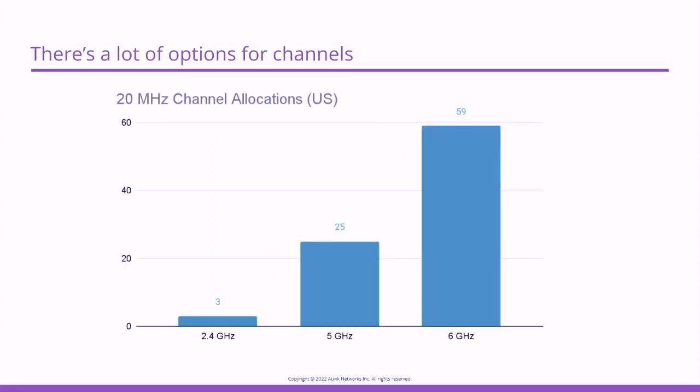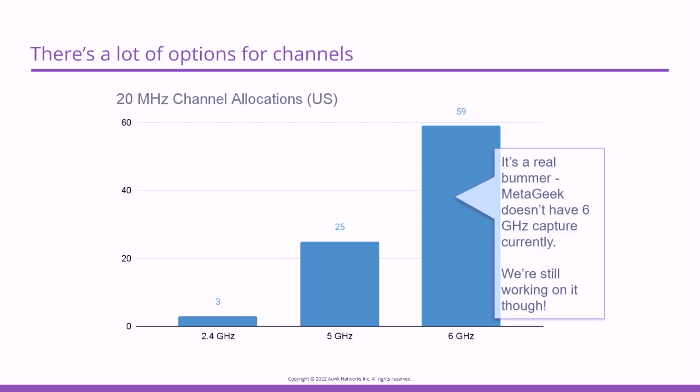All right, so lots of options for channels. 20 megahertz channels, we've already talked about this a lot, so I'm not going to spend a lot of time on it. If you notice, 20 megahertz wide channels in the 6 gigahertz, there's 59. We don't have 6 gigahertz spectrum capture yet at Metageek. It's a bummer, but we're working on it. What I am going to be showing is the theory of how we plan to support and help you guys do packet captures with all of this.